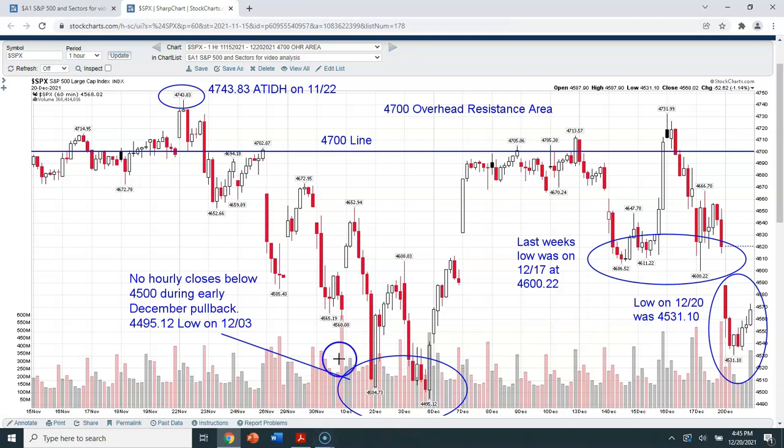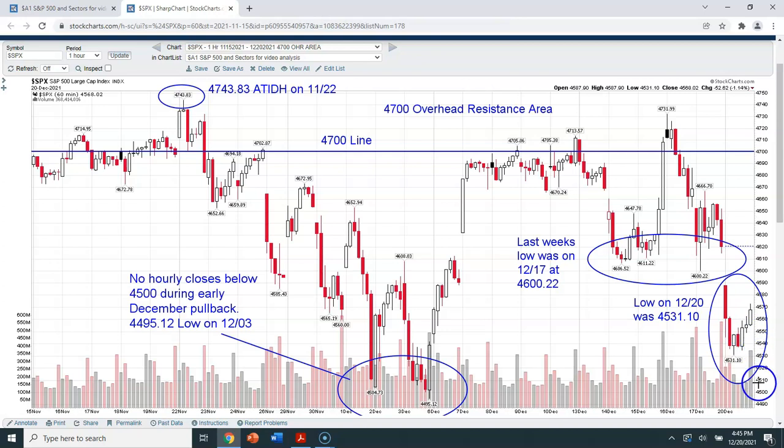I do want to point out that the low for December actually happened back in the first part of December, 4495.12, if you can see where my cursor is moving, back on December 3rd. That has been our recent low, all right? So 4495.12, and if you look at the hourly candles here, we have not had one hourly candle that has closed below 4,500 for quite a while. All right, so I just want to point some of these things out here so you have some reference points as to where we're at and where we've been.